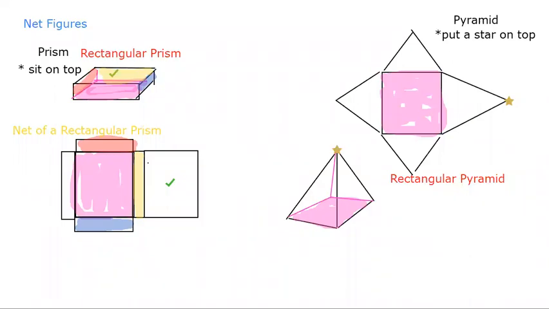Let's color some of these sides so we can see exactly what we're looking at. So this yellow side would be this one. It's like you took your scissors and cut up the seam. The green side over here would be this one. And then you have the front and the back. And there's your net drawing.